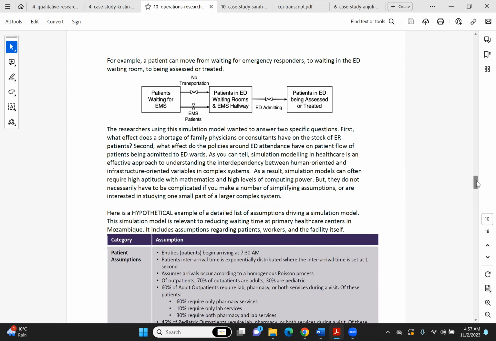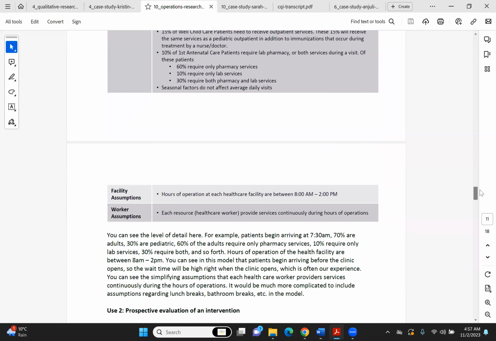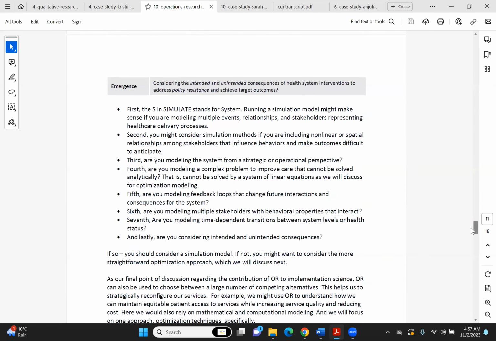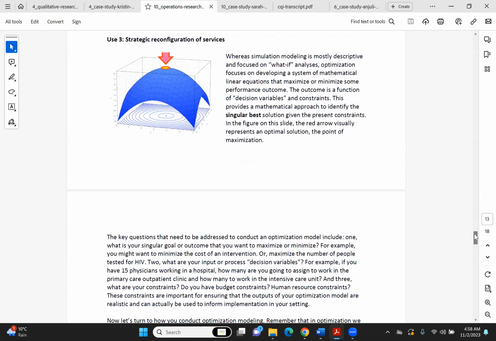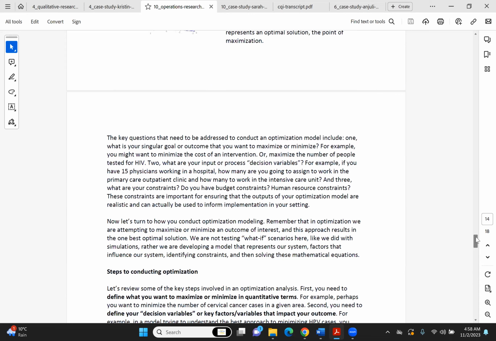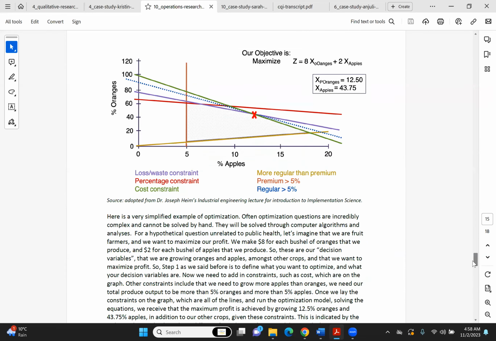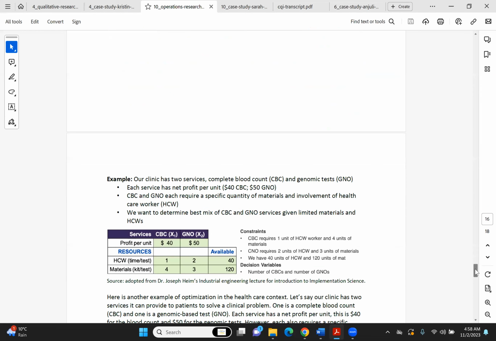So basically, you break down the steps of the issue in any kind of implementation or intervention, and then you try to propose multiple options. And lastly, they have talked about the strategic reconfiguration of services, in which again, through mathematical modeling, you can reach one single best solution. For doing this, there are different tools which can be used, and you can also take help of mathematicians.